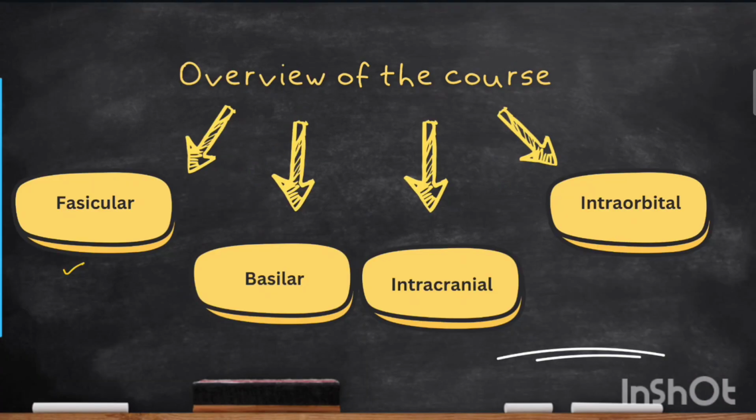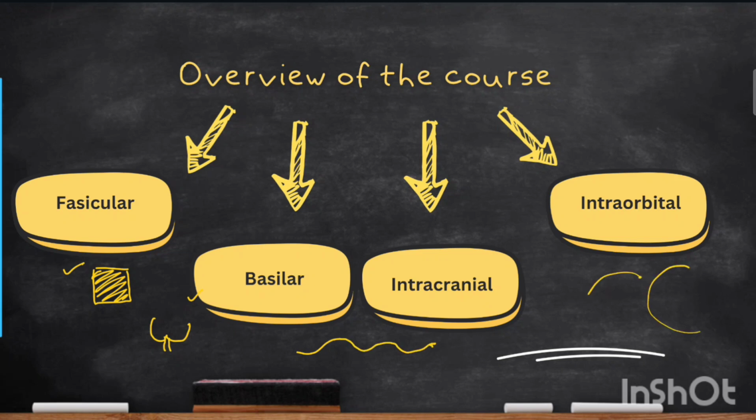In order to understand the course of this particular nerve, we'll divide the entire course into four parts. First being the fascicular. That means within the brain matter. Then it would be basilar. Basilar means when it comes out from the hemispheres. Then intracranial, that means when it travels within the cranium. And then finally when it reaches the orbit.